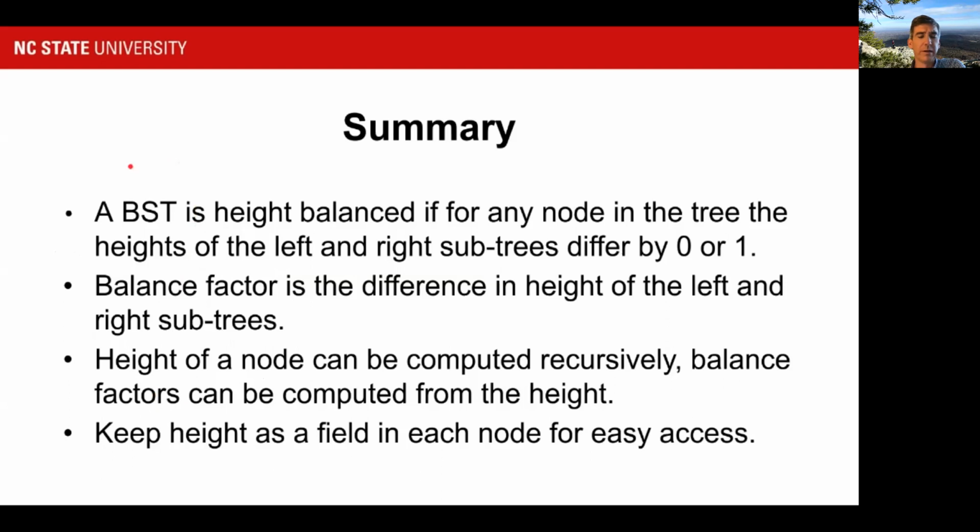Okay, so in summary, a binary search tree is height balanced if for any node in the tree, the heights of the left and right subtrees differ by 0 or 1, including -1 there. A balance factor is the difference in height of the left and right subtrees. So the height of a node can be computed recursively, and balance factors can be computed from the height. And to make this calculation efficient, we can just keep the height as a field in each node for convenient access. Okay, in our next video, we're going to figure out how we can use this balance factor to help keep the tree balanced.